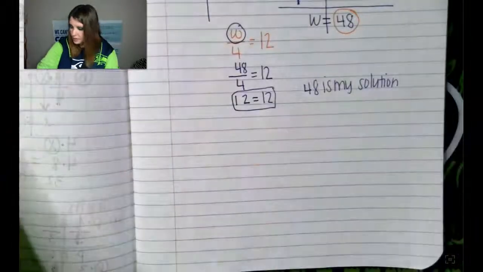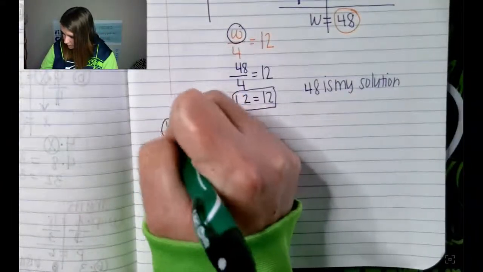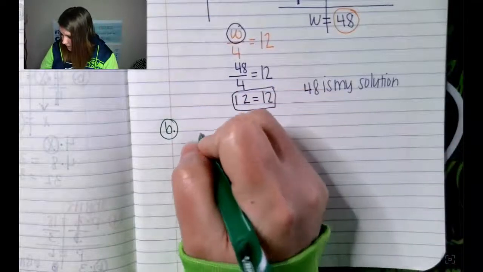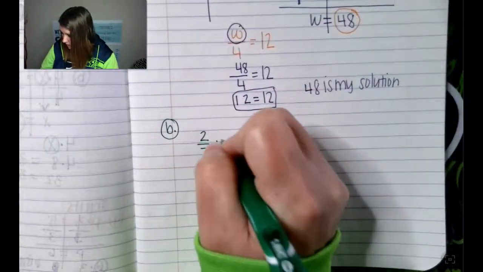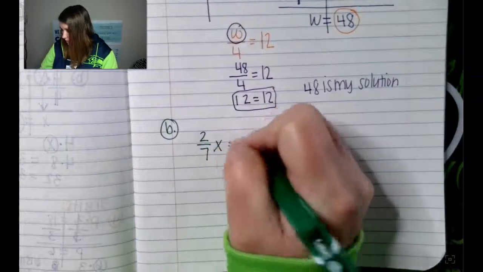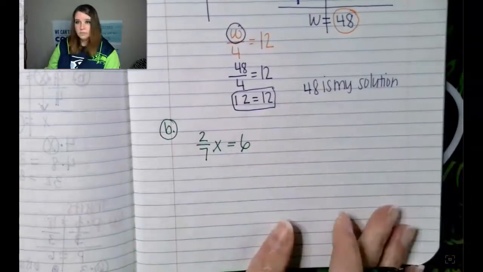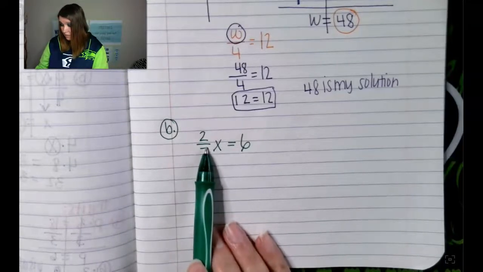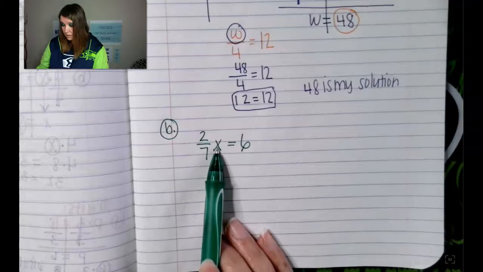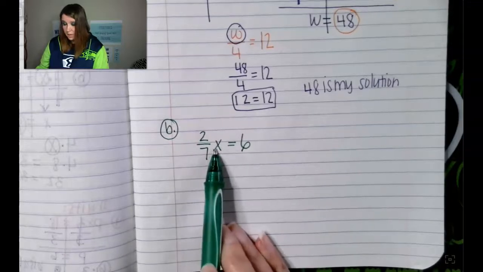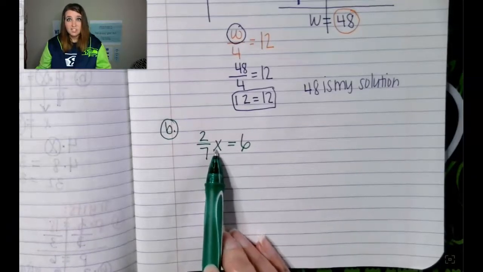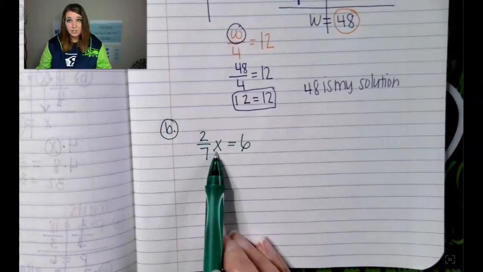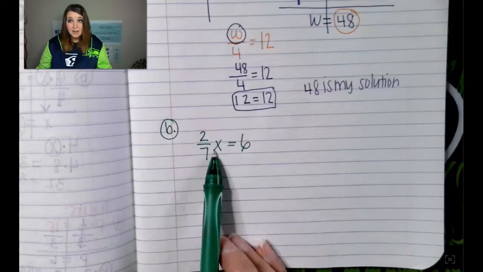Example B. Example B looks like this. Example B says that I have 2/7 x equals 6. Okay, well, we know that right now this is multiplying. A fraction is multiplying. Well, to divide a fraction, I use keep change flip, right? Well, keep change flip is multiplying. A fraction divided by a fraction is multiplication.